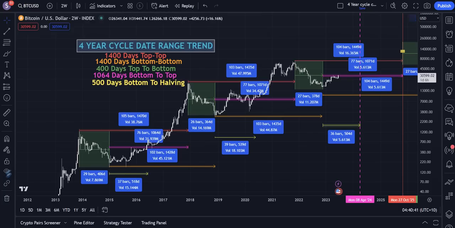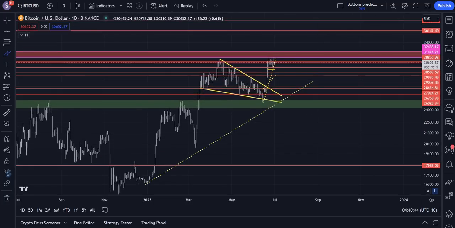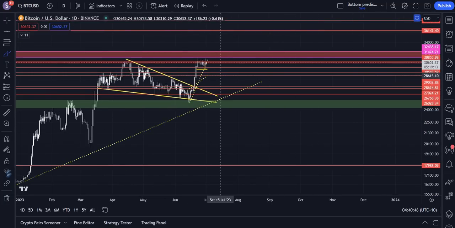Does this mean we can't see short-term corrections? Not at all. We definitely can. We definitely can correct down to 28.6k, 29k before going upwards again. That can happen. Short-term charts are still a gray area at this point in time. I don't want to discuss them too much. It's literally a waste of time. I don't know what's going to happen on the short term at this point. There's no patterns for me.